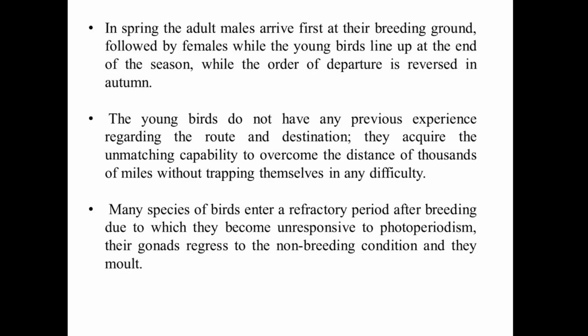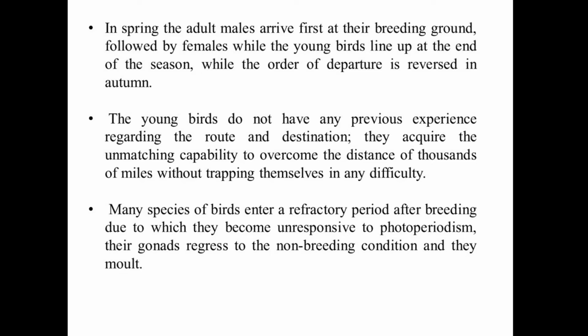In spring, the adult males arrive first at their breeding ground, followed by the females, while the young birds line up at the end of the season. The order of departure is reversed in the autumn, that means first the young ones depart, followed by the females, and lastly the male birds start their return journey.